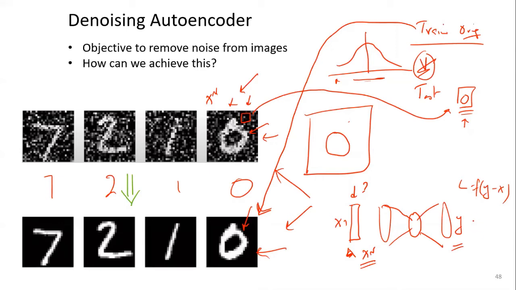What should I compare it with? F of Y minus XN. Let's call this X, and this is X noisy, right? So this is XO, this is original data. Should we compare it with XN or XO? Clearly XO, right?